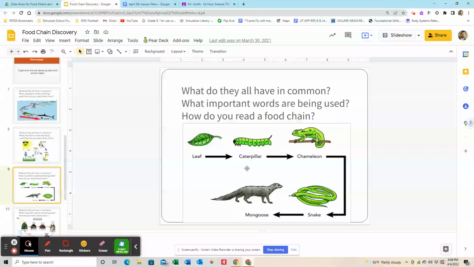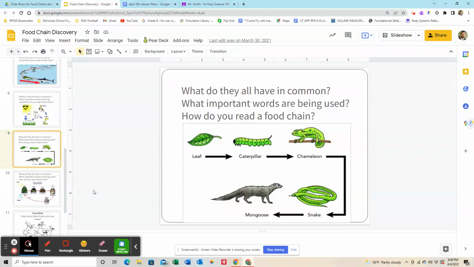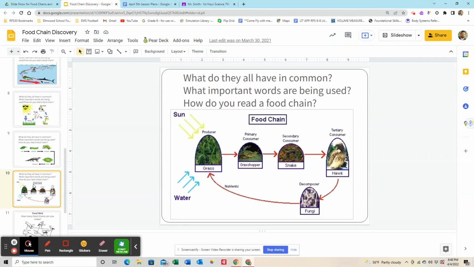These are organisms in a different environment, just showing that the environment doesn't matter when we look at food chains. Food chains are based on what consumes what and where the energy flows. Here's another example, very similar to what we've seen.